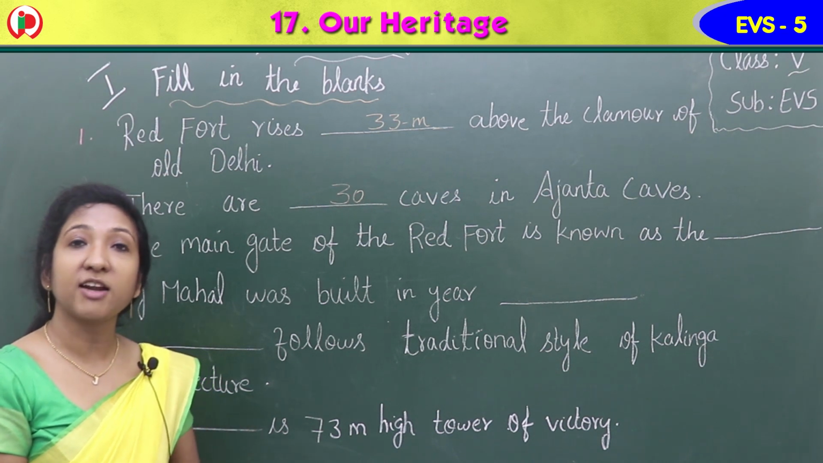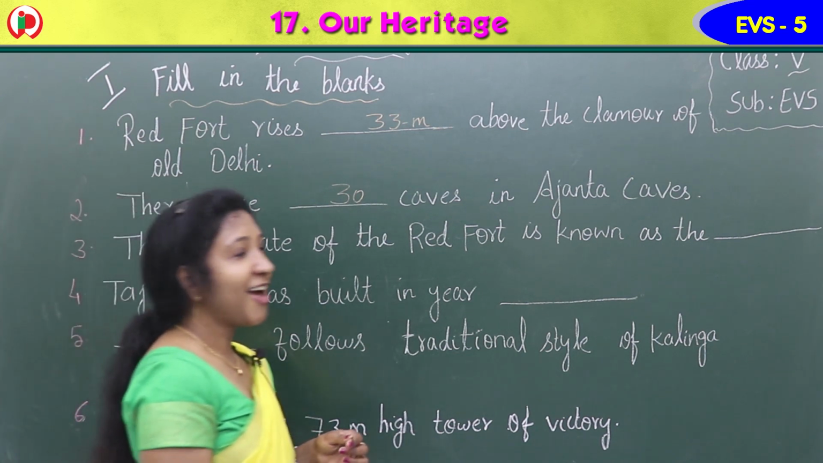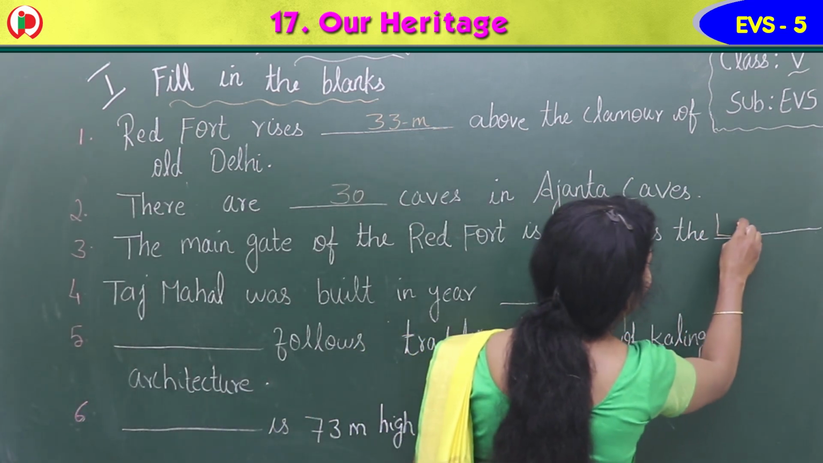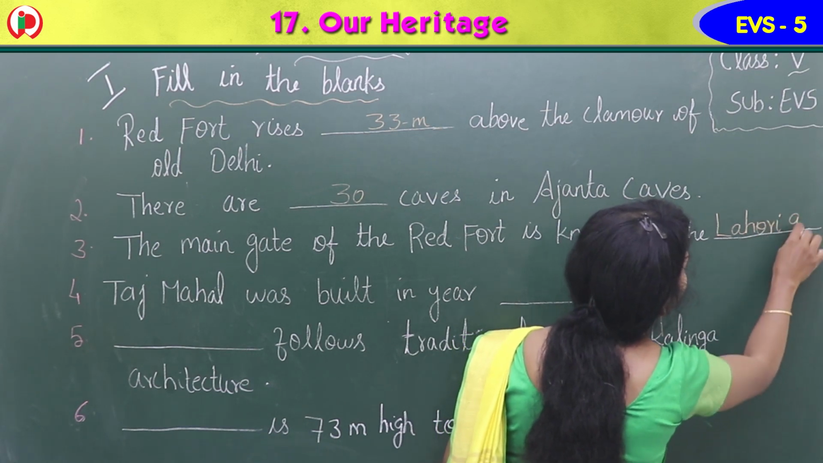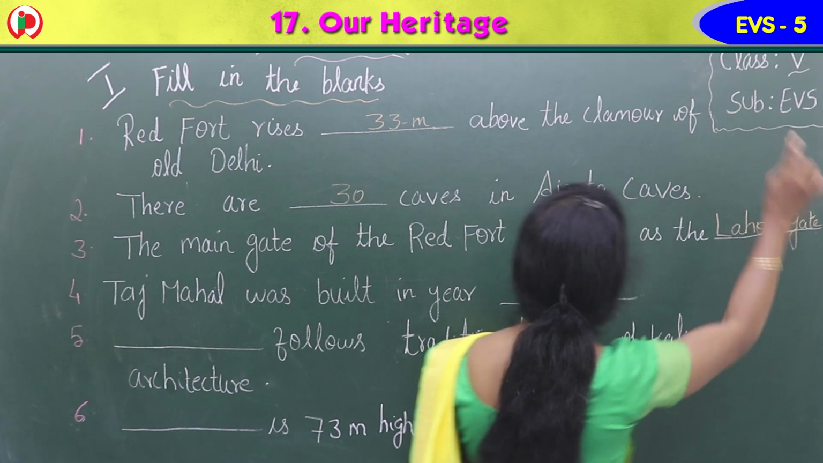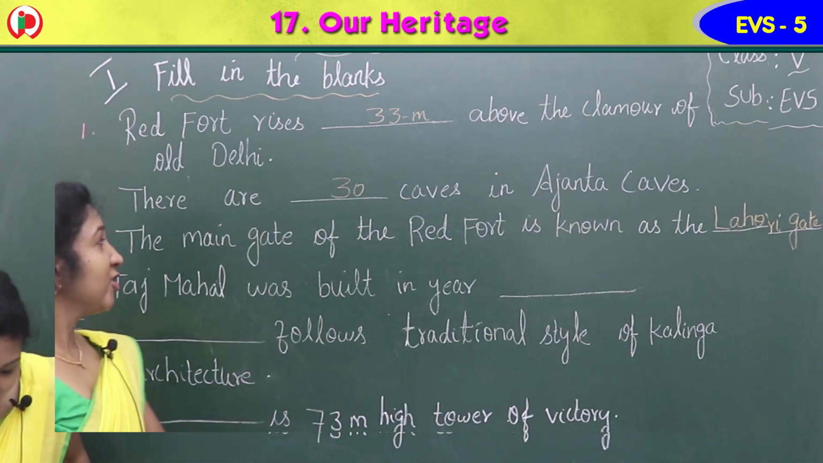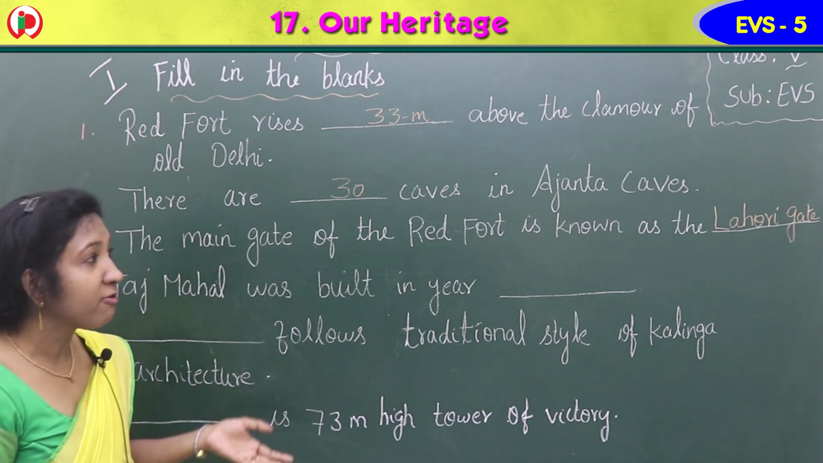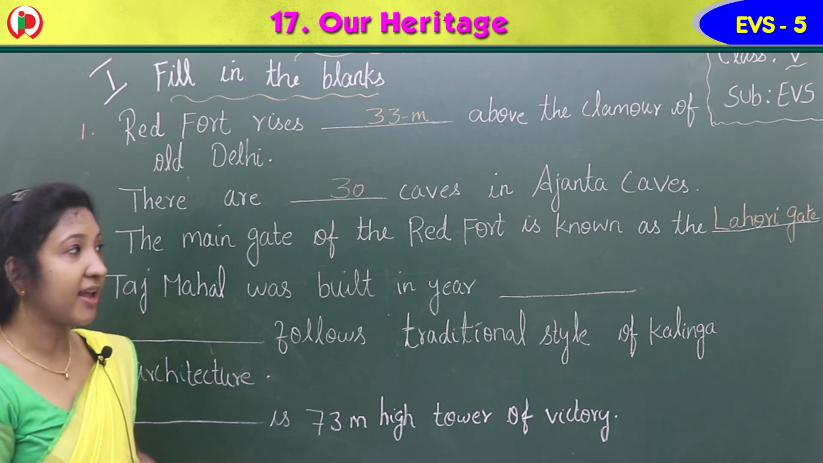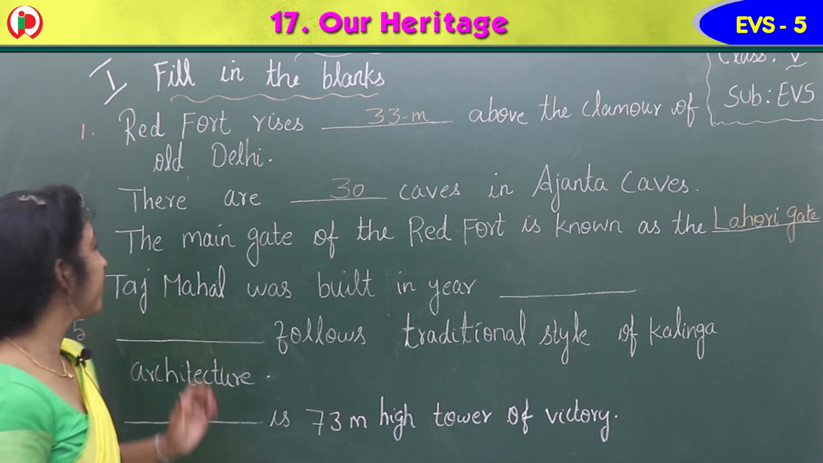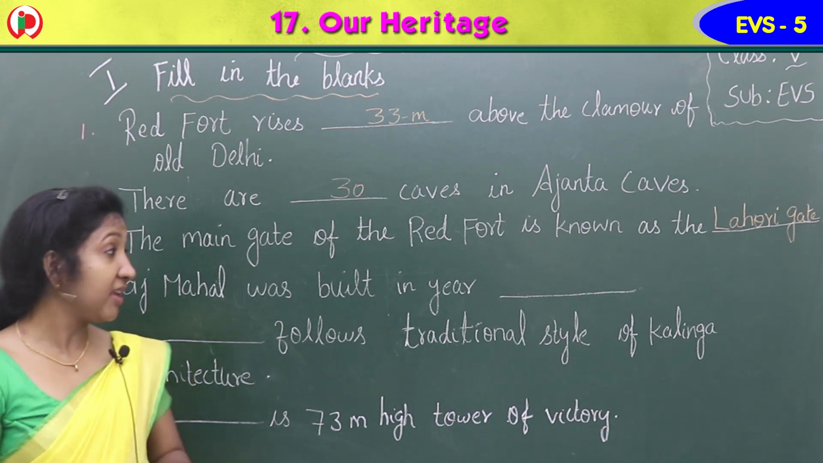which is the main gate in Red Fort, children? It is known by the name Lahori Gate. Lahori Gate, G-A-T-E. Lahori Gate is the main gate of the Red Fort. So the third one, the main gate of the Red Fort is known as the Lahori Gate.